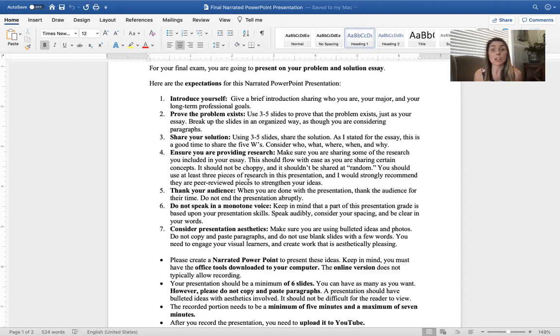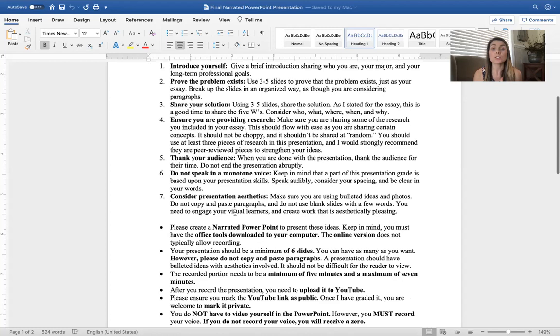And then you're going to be sharing your solution. Use 3 to 5 slides to share your solution. And as I stated for the essay, this is a really great time to consider the 5 W's. Consider who, what, where, when, and why. And again, just consider how it's best organized to convey that information.